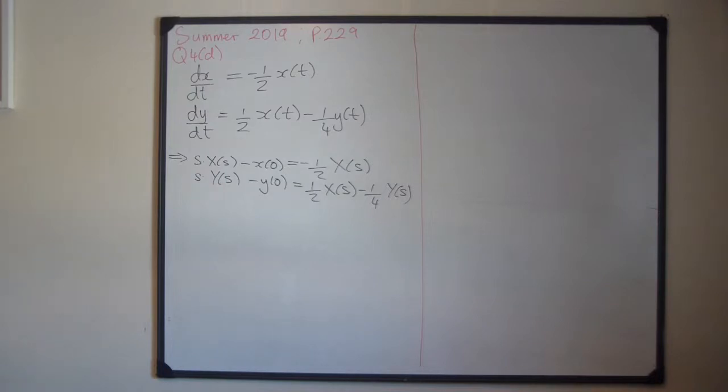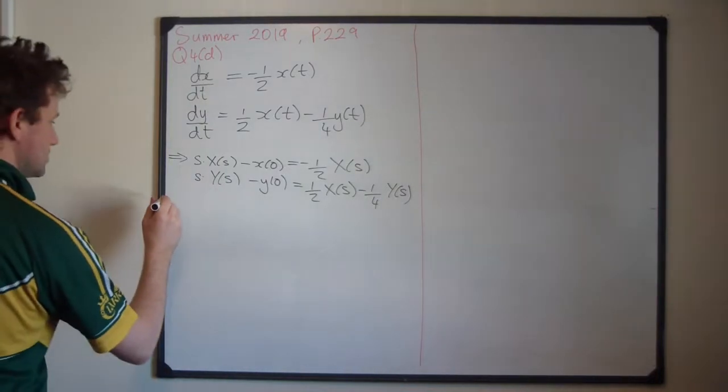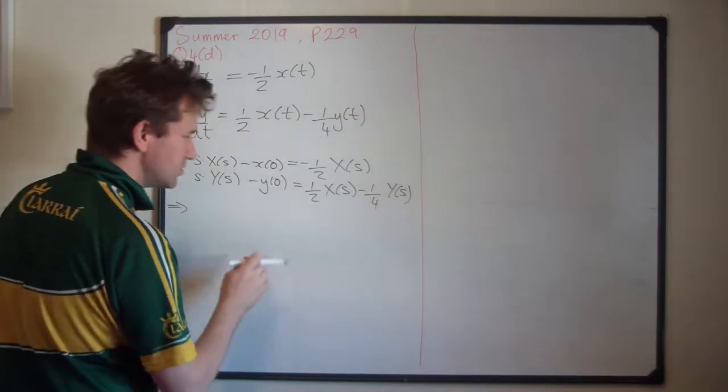Okay, so well, we better apply the initial conditions. X of 0 is equal to 2, y of 0 is equal to 4.